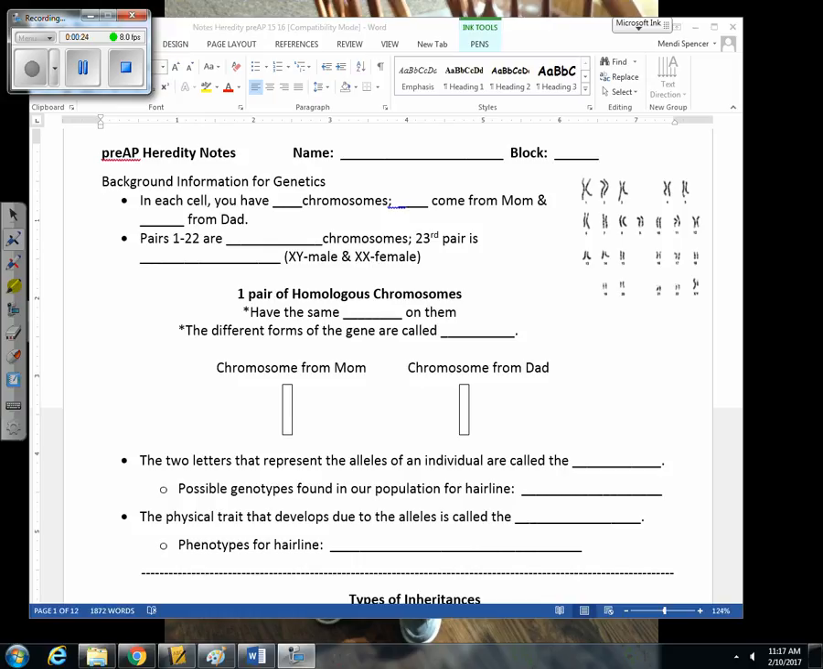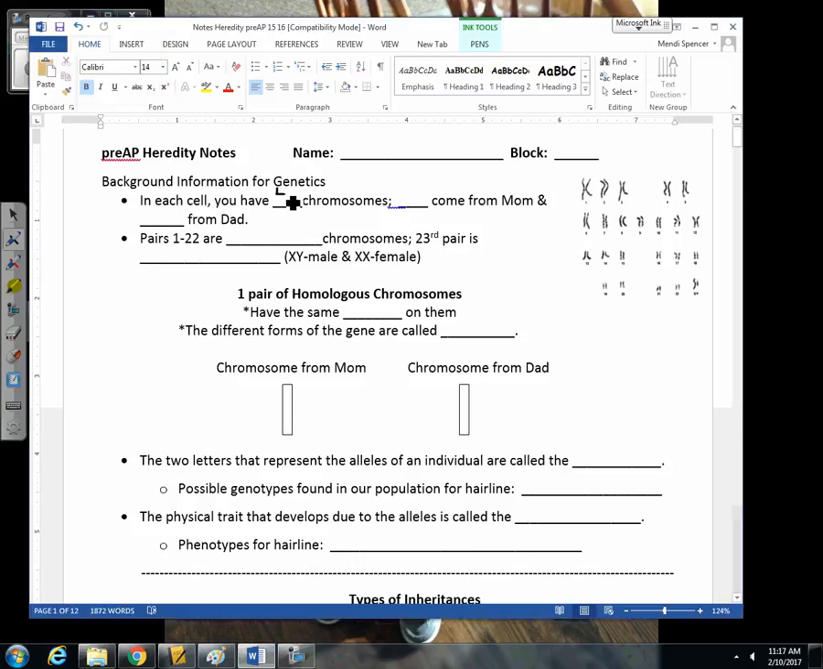We learned that humans, our diploid number is 46. So that means in each of your cells, for the most part, there's some cells that have an exception, like red blood cells don't have nuclei anymore. But most of your cells are going to have 46 chromosomes, and 23 of those come from your mom, and 23 come from your dad.